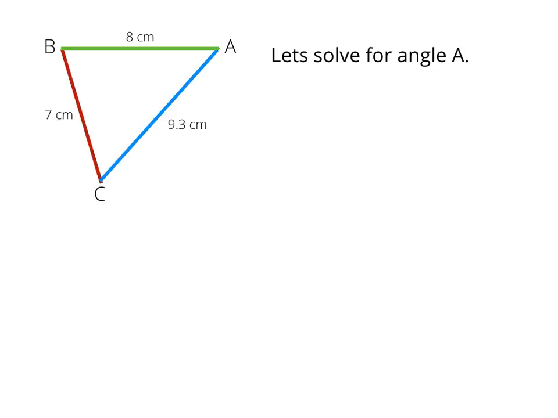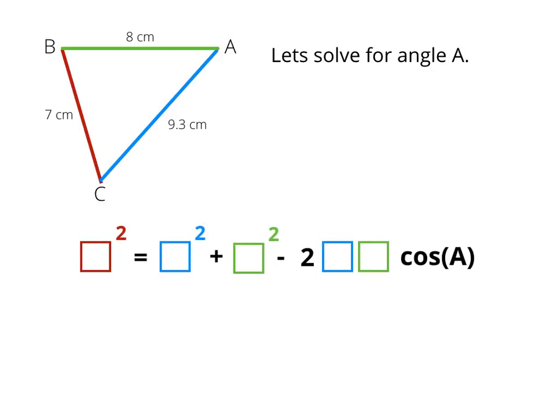So what I'm going to do is set up the law of cosines formula. I have purposefully colored the boxes red, blue, and green for a specific reason. Because I chose to solve for angle A, this means I need to begin the equation with the side opposite A, which is 7 centimeters. So I begin with 7, and then I use the other two sides in the right-hand side of the equation.